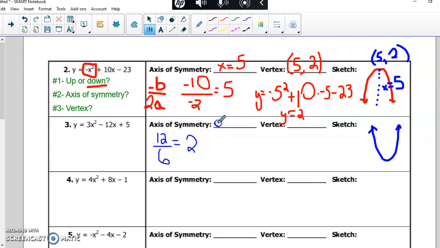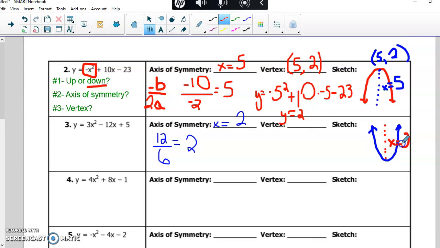Don't forget when we're writing out that axis of symmetry to put in the x equals, because that tells us that this is a vertical line on our graph at x equals 2. So I'm actually going to go ahead and draw that in there right away and label axis of symmetry that cuts my parabola in half at x equals 2.